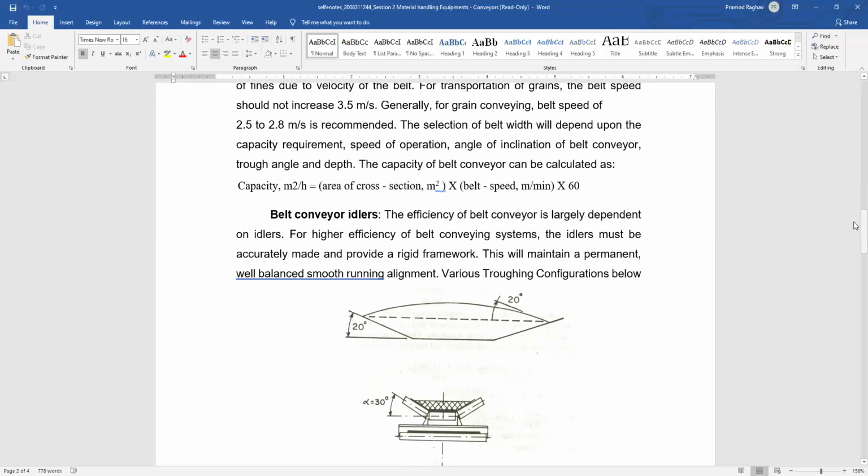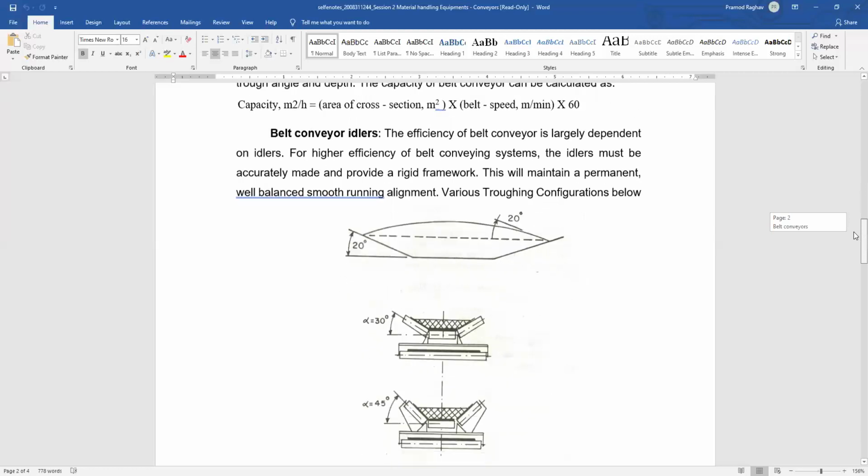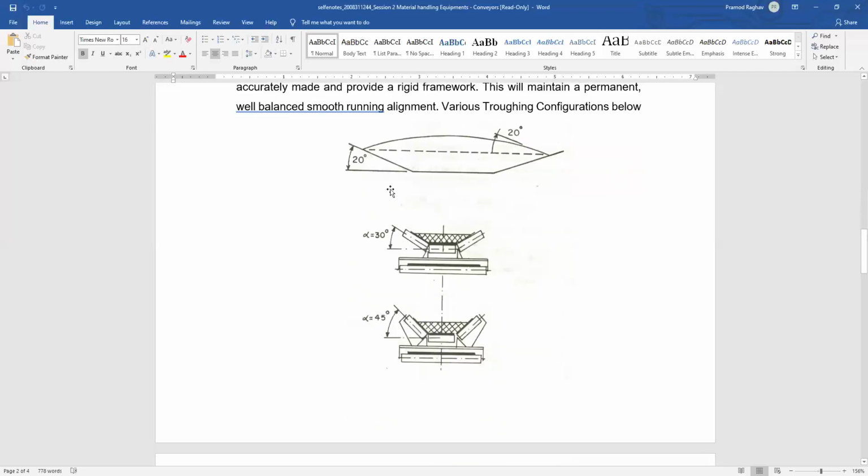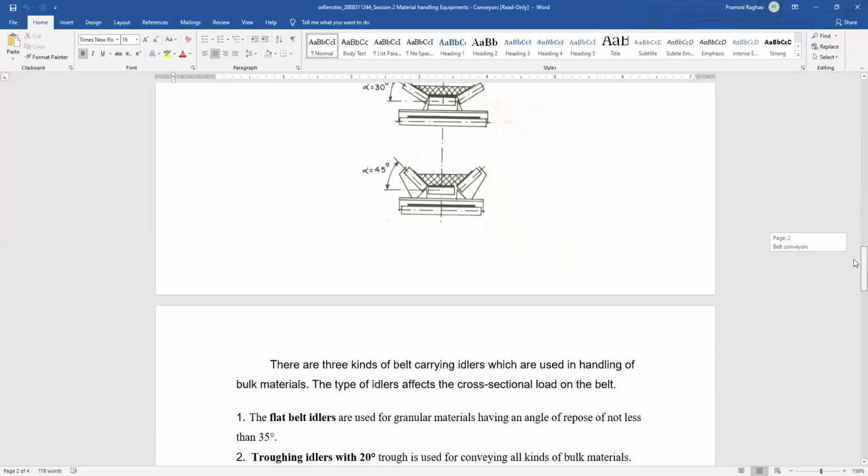And these are the belt conveyor idlers, and idlers actually must be accurately made, and they provide a rigid framework. And what will happen, they will maintain a permanent balance, and there will be no sagging in the belt. Various trough configurations you can see here, and there are various angles, 20 degree, 30 degree, and 45 degree. So that's how these idlers are an important part of the belt.